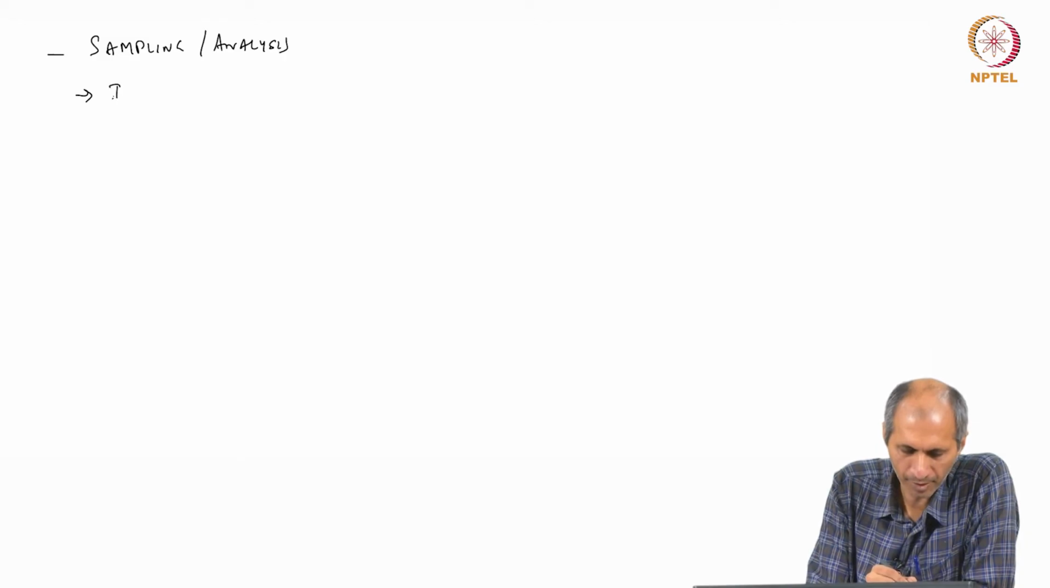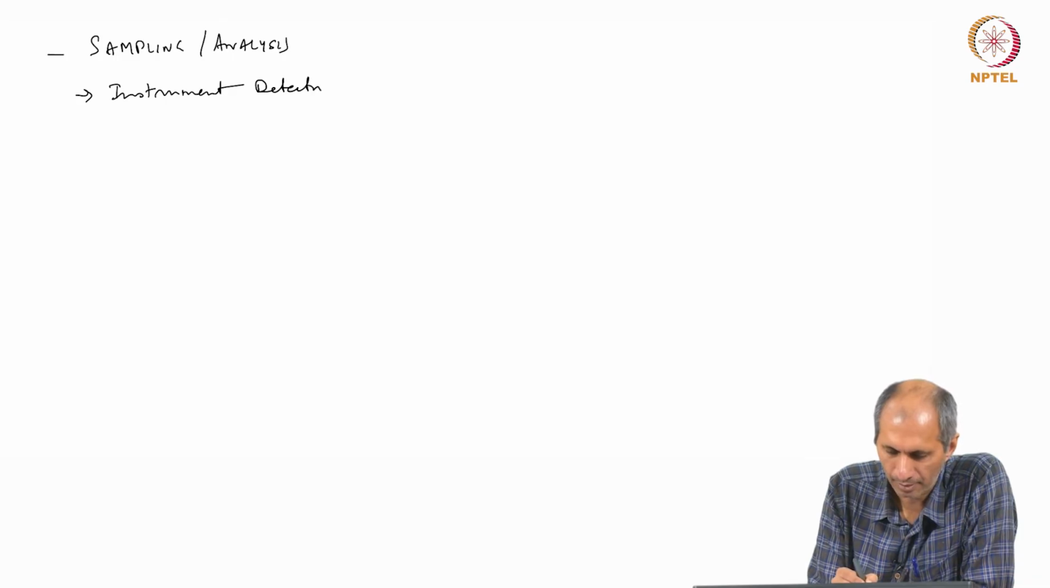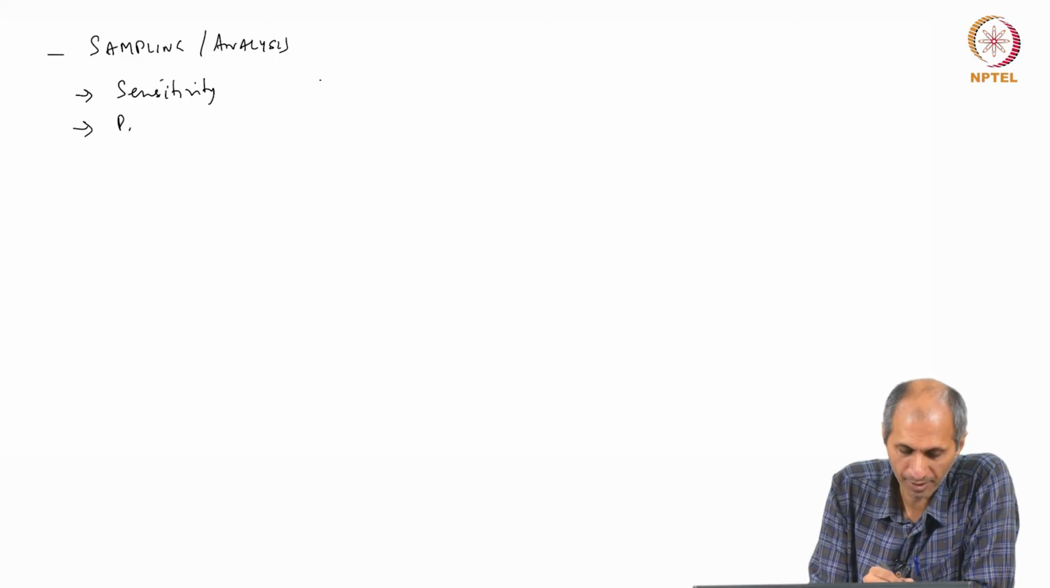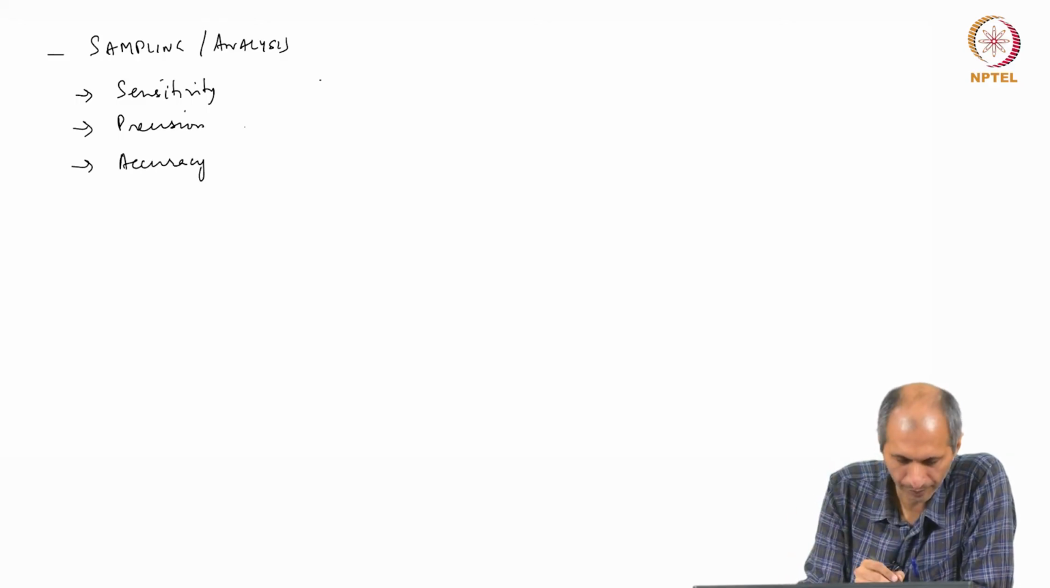We have talked about instrument detection. We have talked about sensitivity, we have talked about precision, and talked about accuracy. This is the detection limit. We establish sensitivity by looking at detection limits.